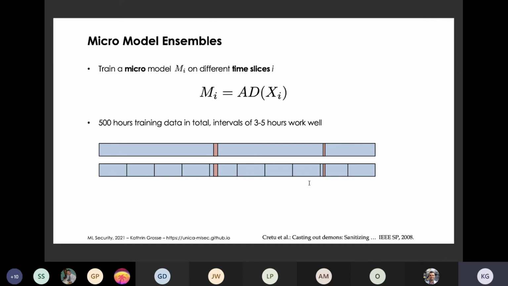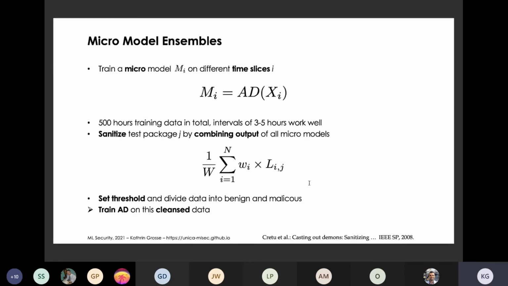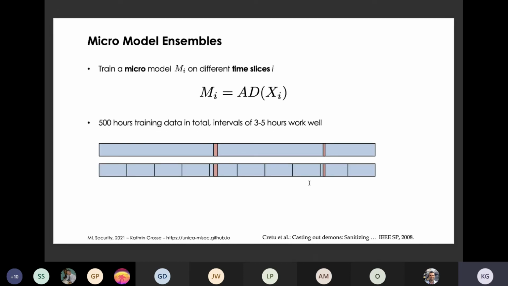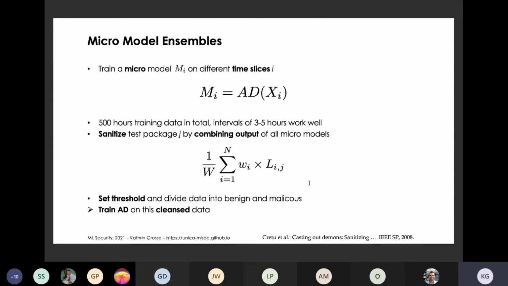And the intuition of the defense is as follows. Suppose that we have these two points of time which are affected by an attacker. Then if you chunk the data this way, you would have, for example, two chunks which are affected. And if you do a smart combination of these models, then naturally, if we go back here, we see that the vast majority of models is not going to be affected by the malicious data. And then if you do the combination smart, you will see this output, and the clean output will prevail. That's the idea behind this defense.